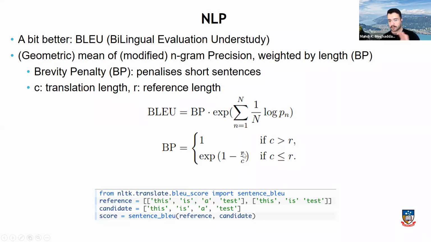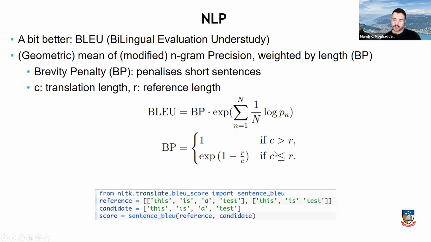Again, it should be clear that there is one problem here if you are predicting too long sentences, but there is no mechanism to account for that here, and that could be one of the downsides of this metric.